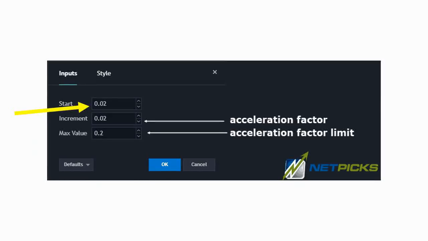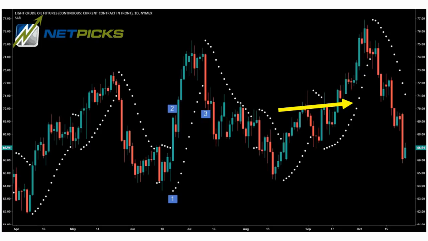The start value is where the acceleration factor starts, and it's generally set at 0.02. The acceleration factor is how much the original value will increase each time a new high or low in the trend is plotted. The max value prevents the acceleration factor from increasing too large. When price begins to move with larger size, the SAR begins to plot on a more extreme curve angle, as you saw on the last chart.